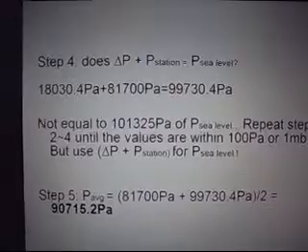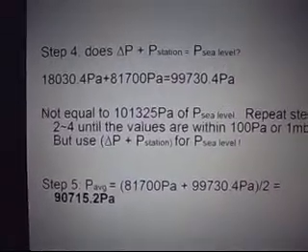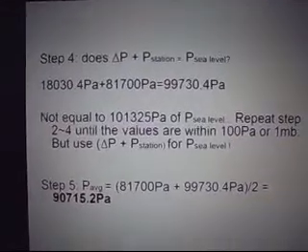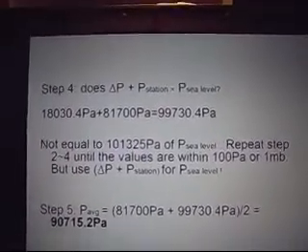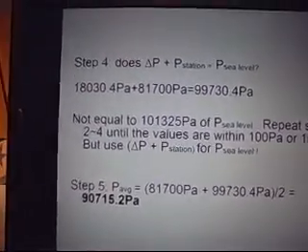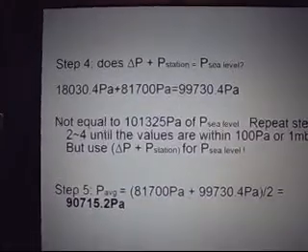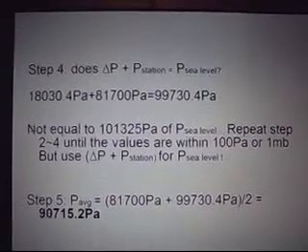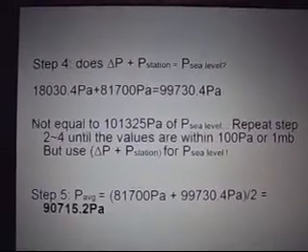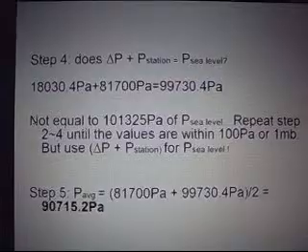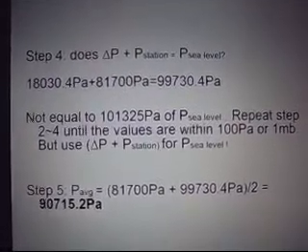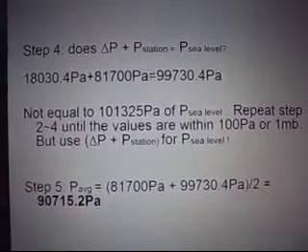So then in step 4, we have to ask one question. If we add up delta P, the change in pressure, and the pressure at the station, does it equal the sea level pressure? So here, we do the add up, and we got 99,730.4 Pascal. This is not equal to what we used for our sea level. Not within the 100 Pascal or 1 millibar.